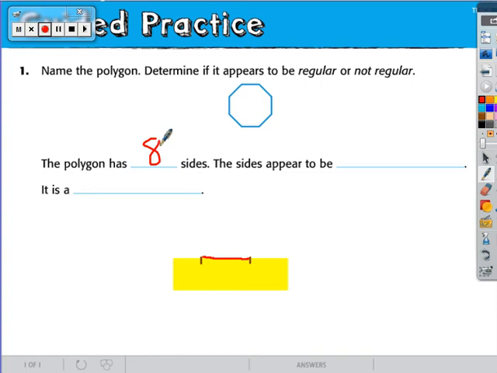Now, your homework does not have a wonderful sentence. The polygon has 8 sides. The sides appear to be blank. It is a blank. So what I want you to do is write inside the shape the number of sides it has. Okay?